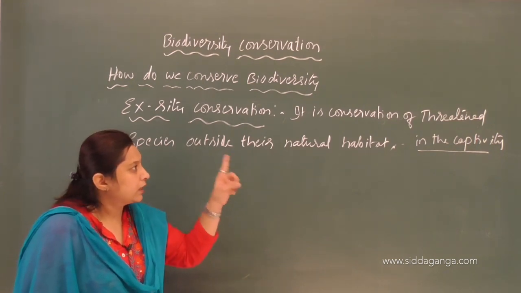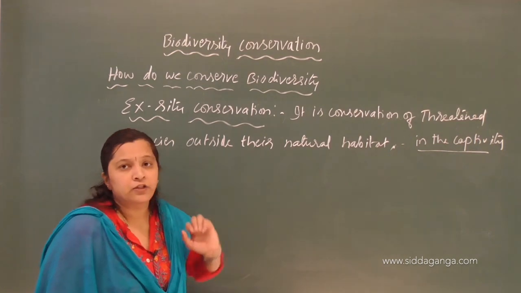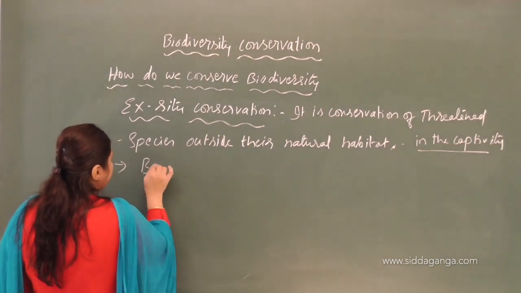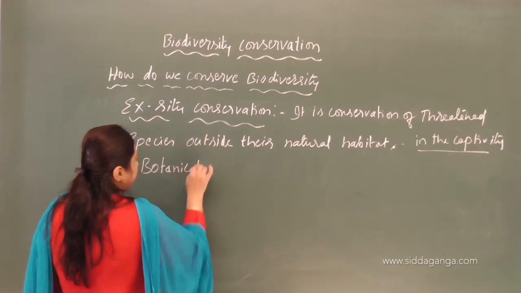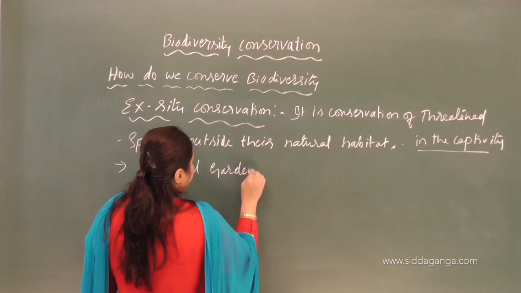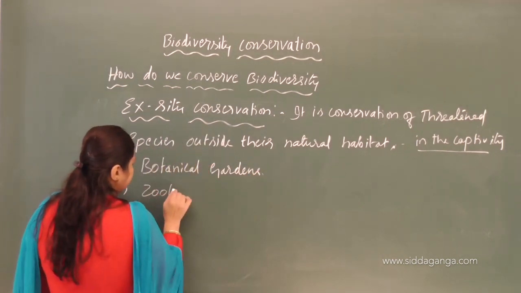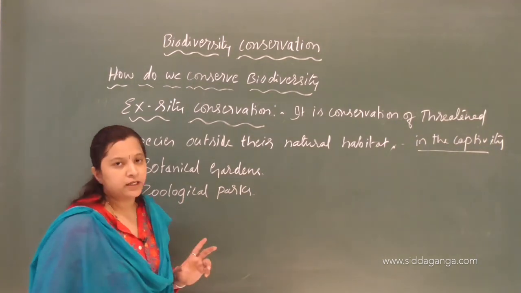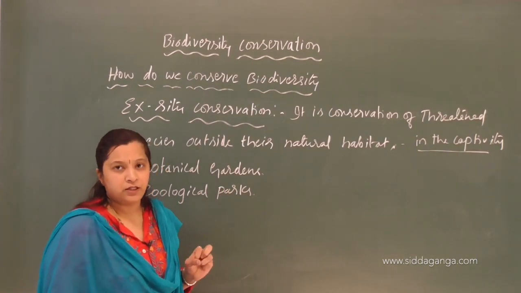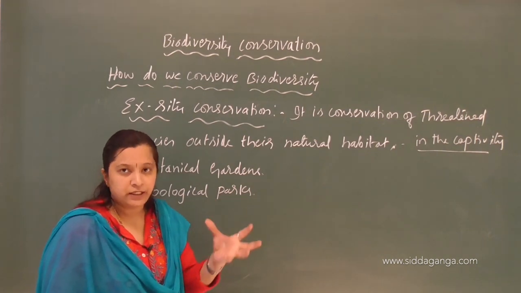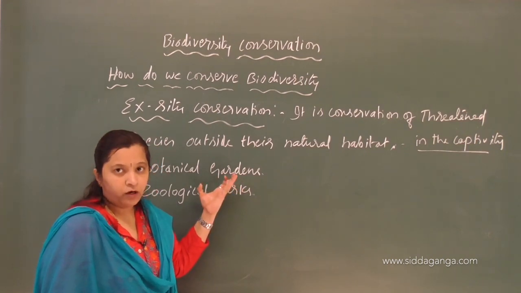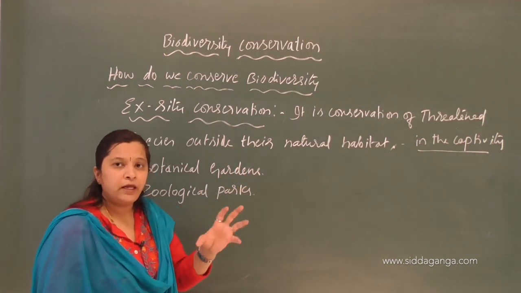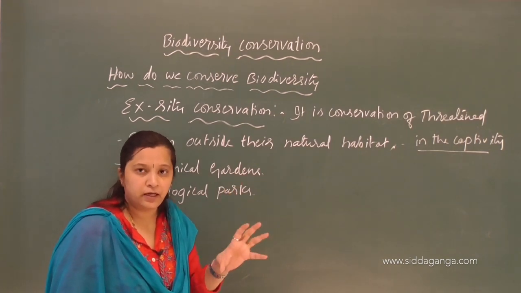So ex situ conservation means the conservation of threatened species outside their natural habitat. Examples of ex situ conservation include botanical gardens and zoological parks. Botanical gardens are the places where plant species are conserved. The plants which are becoming extinct in the wild are identified, grown and conserved. So these are the places where the plant species are given protection, conserved and maintained.